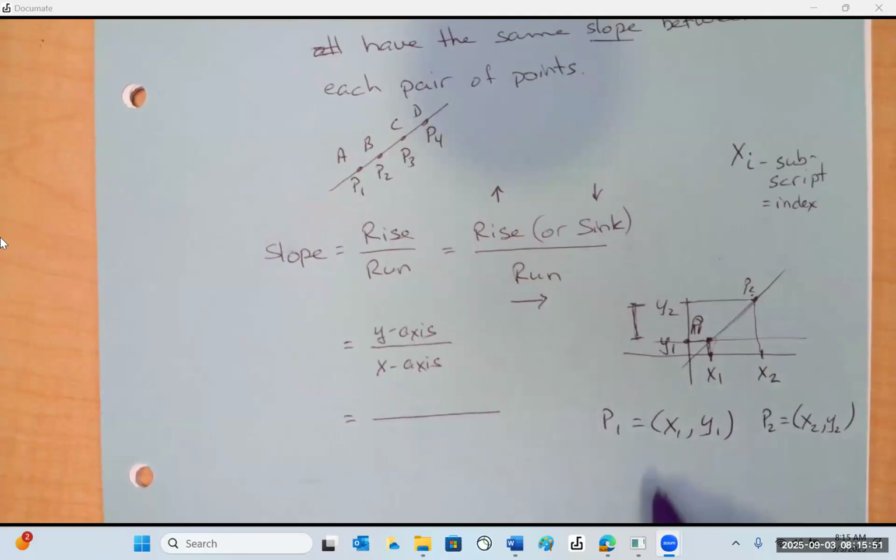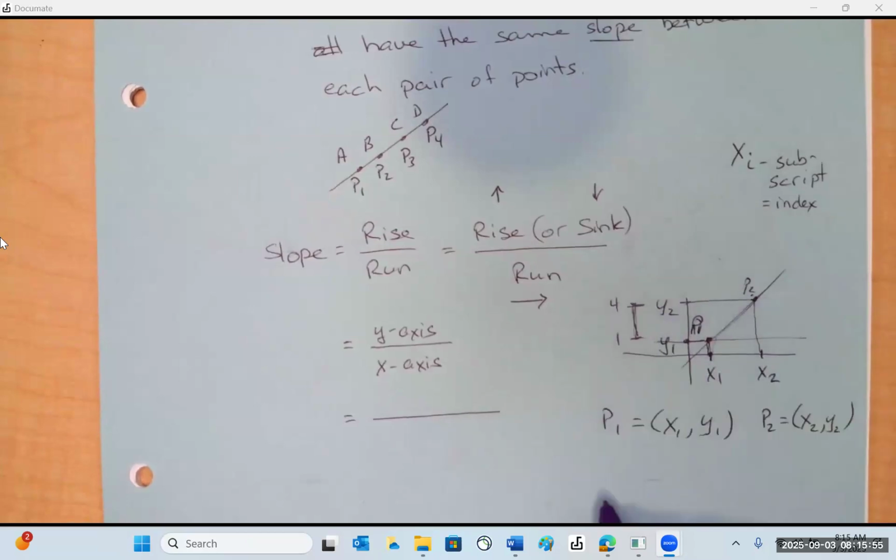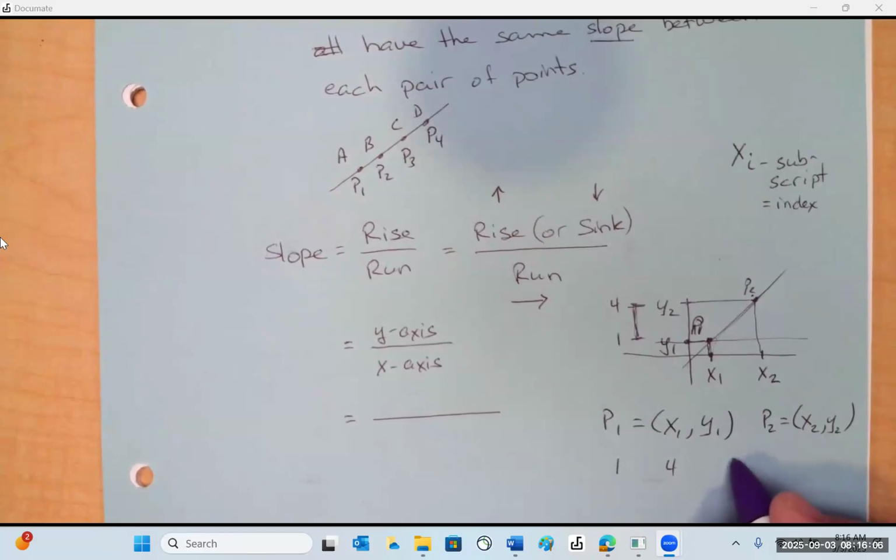In other words, let's say this was 1 and this is 4. How far is it between 1 and 4? Yeah, between 1 and 4, it's 3 spaces different, right? How about between 2 and 19? How far is it between those two?